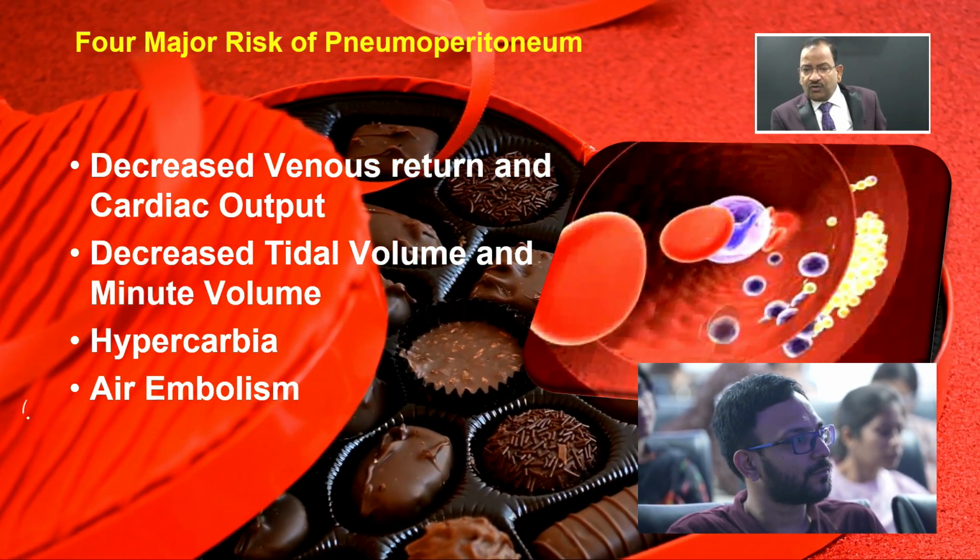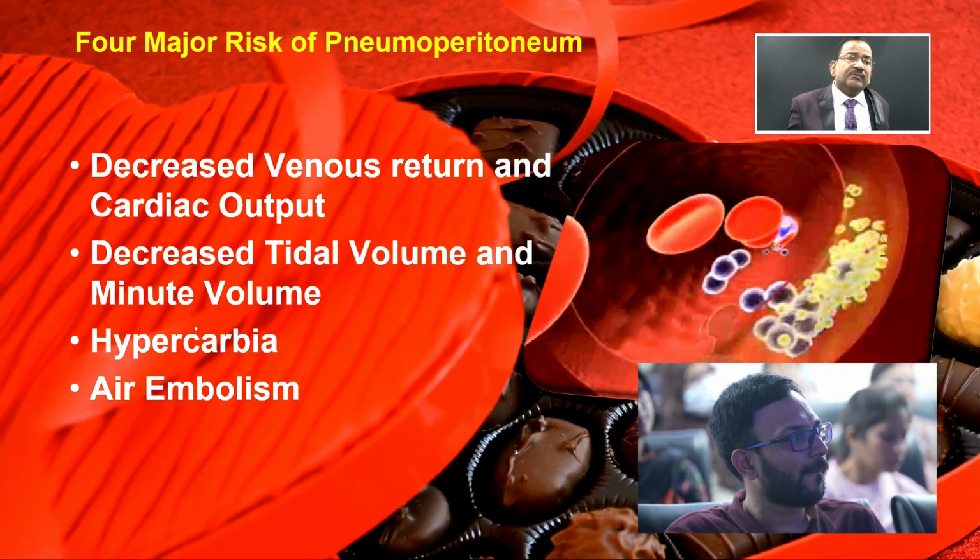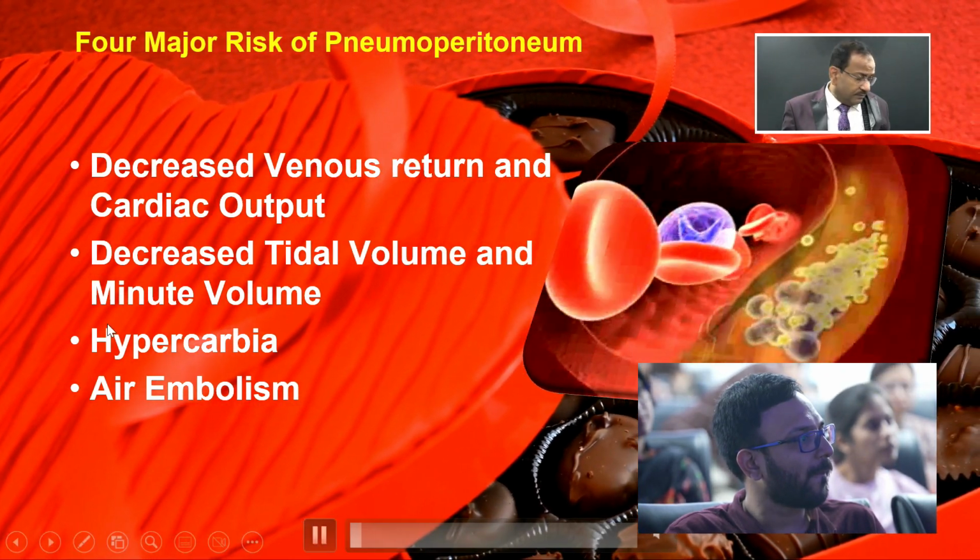Now, the fourth problem is air embolism. With CO2 also air embolism can form, because if it is up to 2 liters per minute, air embolism will not happen. But if CO2 goes more than 2 liters per minute, even CO2 can create air embolism. So, let us see the pathophysiology of air embolism.